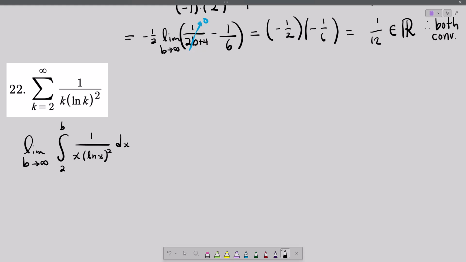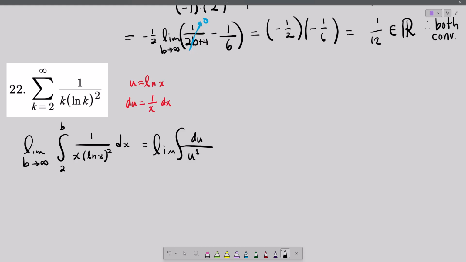And we're going to use u-substitution. If we let u be ln x, the derivative of ln x is 1/x dx. Then substitution is going to work just fine. We get u squared in the bottom, because u is natural log of x, and then the 1/x dx becomes du. So we're going to have the integral of 1/u squared du.